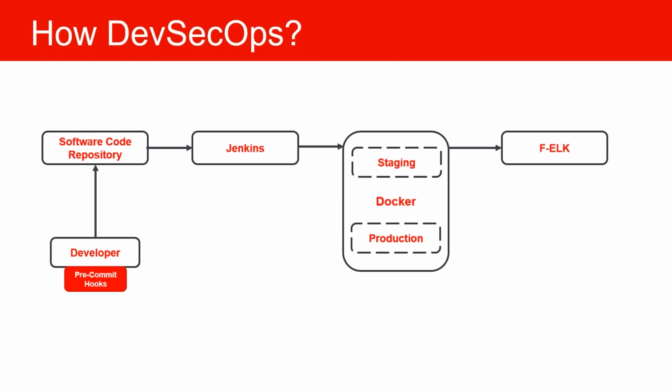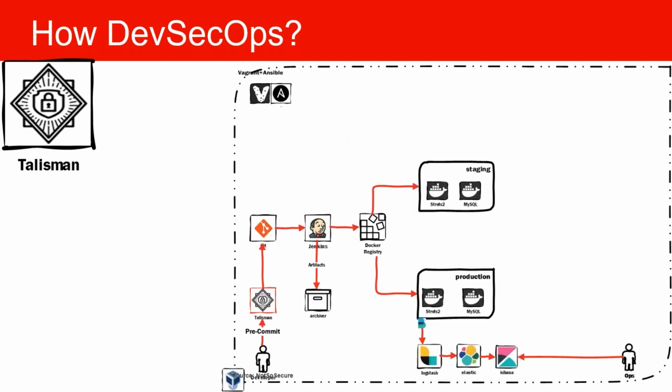Now, how do we do DevSecOps? The first thing that we need to do is, at the developer's workstation, install what we call pre-commit hooks. Now, what are these pre-commit hooks? You must have heard a lot about the breaches that have happened where sensitive information gets leaked into your Git repositories or your public repositories, like your AWS access keys, your GitHub tokens, etc.